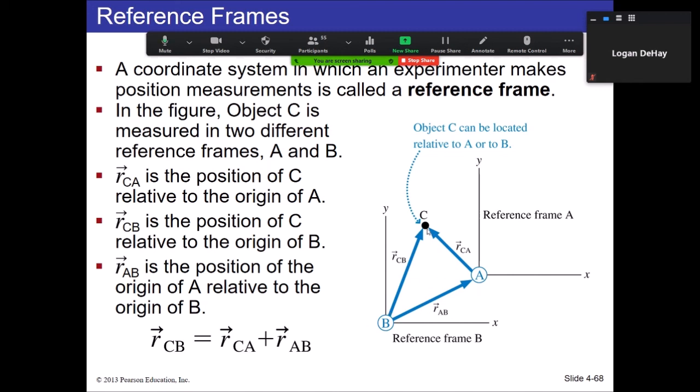Now you can see the way this triangle looks here. We can write this out as a vector addition. And as you can see here, vector RAB added to vector RCA is going to be equal to vector RCB. So this equation right here is the means by which two people could verify that they see the same thing. They both report different positions, but when you incorporate the position vector between the two reference frames and apply this equation, they can see that they are talking about the same object. And so this is how we're going to first formulate this.